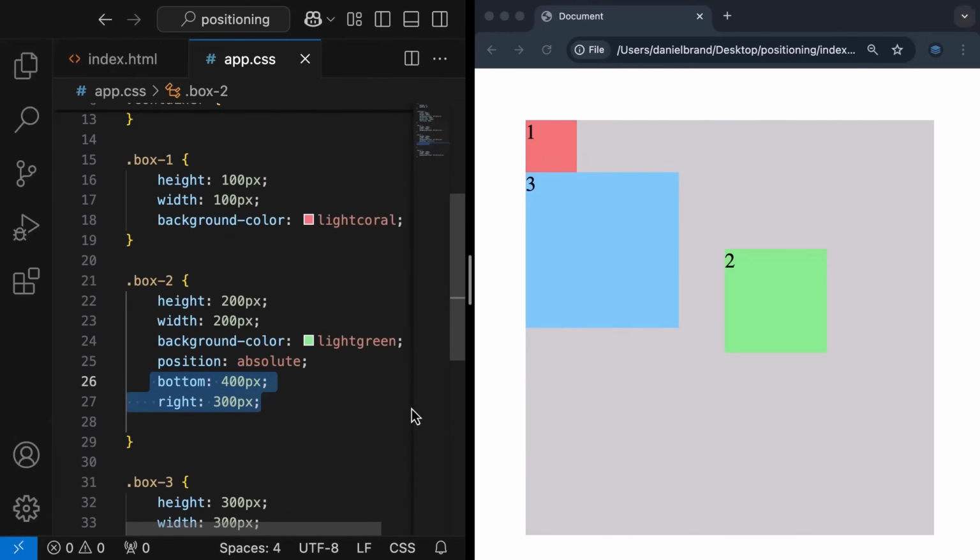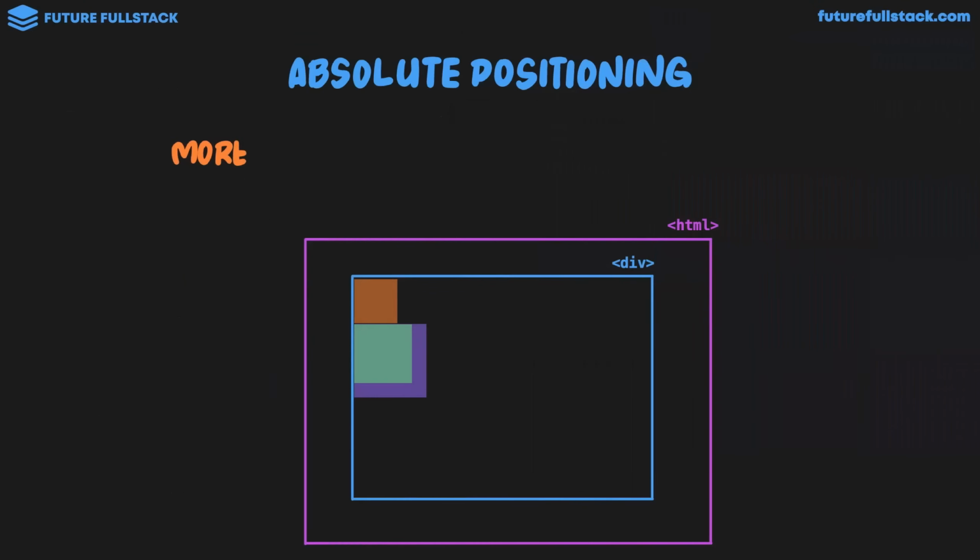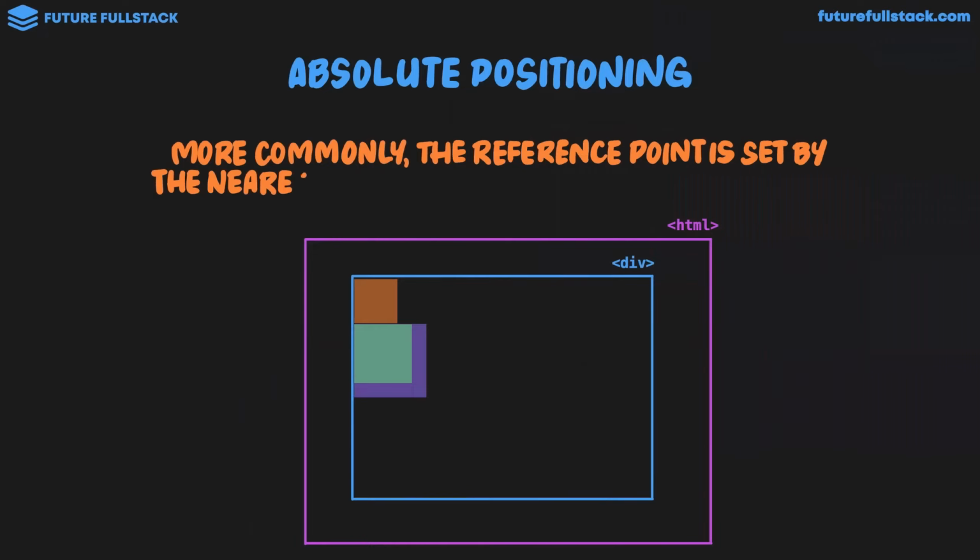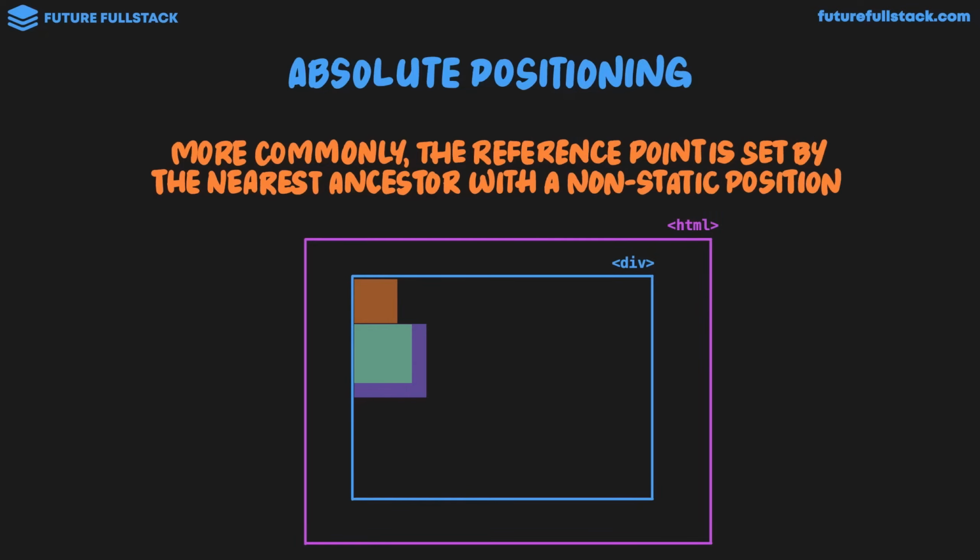Now, where absolute positioning gets a bit confusing is that the reference point can actually change. More commonly, the reference point is set by the nearest ancestor with a non-static position. All right, that's a bit of a mouthful. Let's break this down. What we can do, for example, is on our div parent container, change its position to relative. By having a non-static position property, like relative, on our div container, we'll now make this the reference point. The div is closer in the HTML document structure to the green element compared to the HTML element. So the closest non-static ancestor, in this case the div, will act as the reference point.